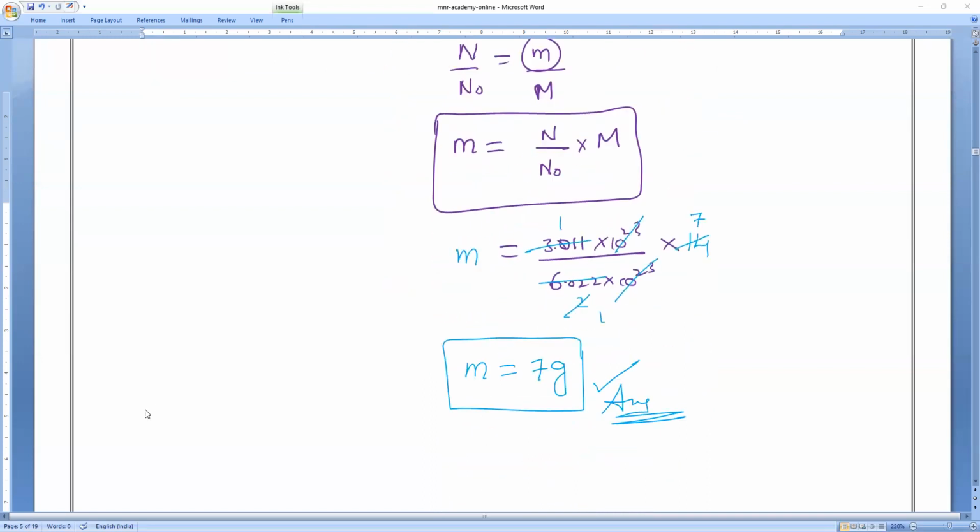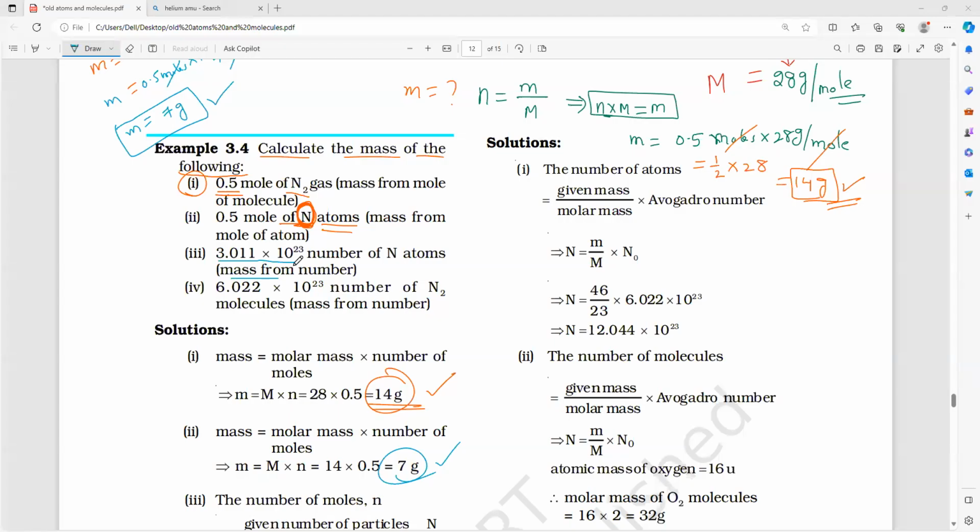Any doubt you can ask. Next, last part, the fourth part. What is the question? You can see that. What is the last part, everybody? You all can see that.